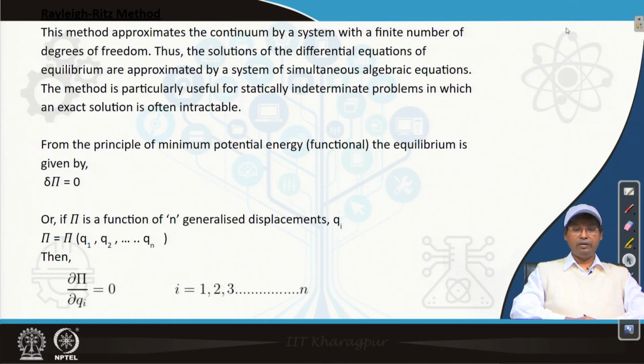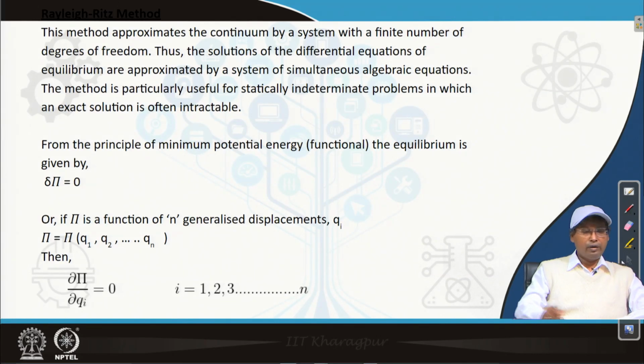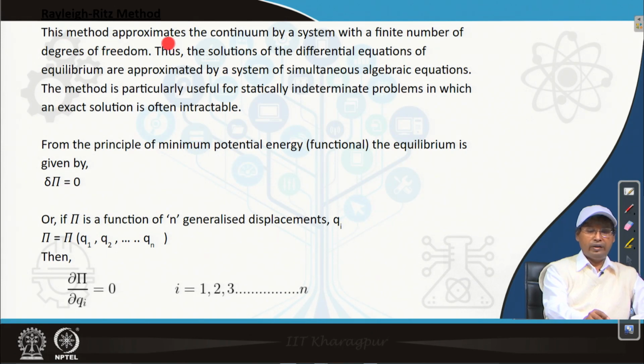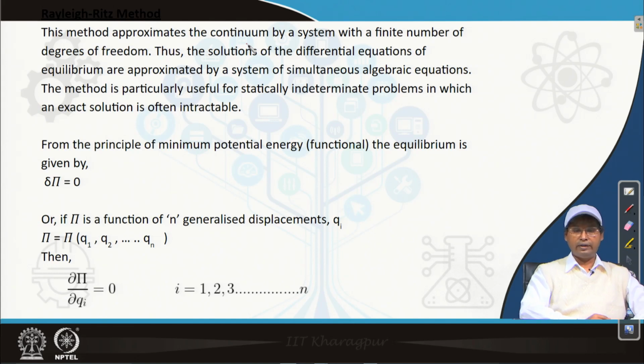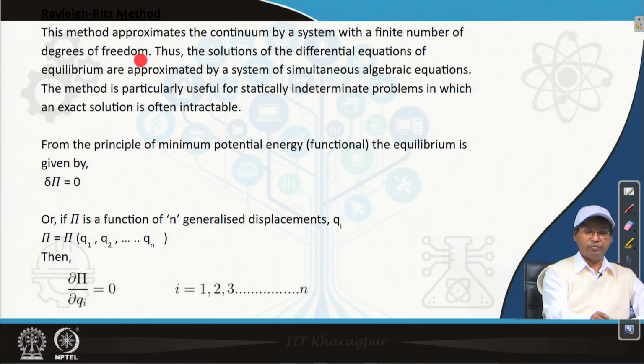So, let us try to understand each and every word of what is said here. The method approximates the continuum. It is a continuous system where continuity of all the variables we are considering is persisting, by a system with a finite number of degrees of freedom. This says a lot, as I said.